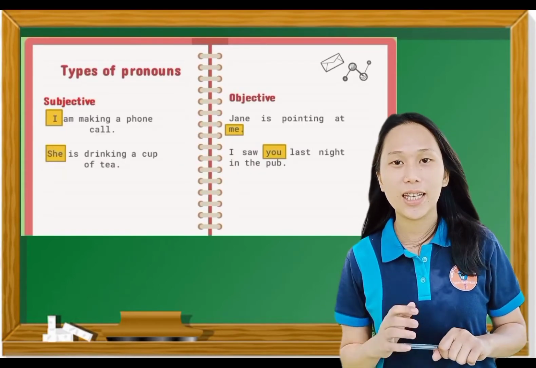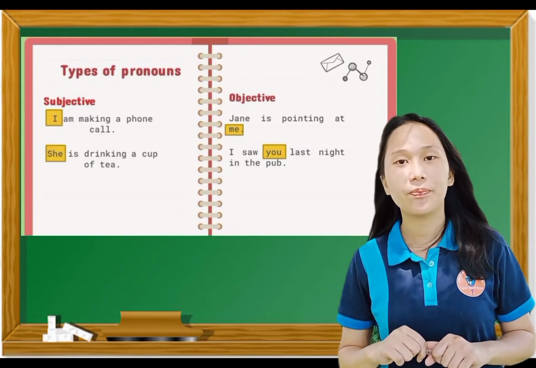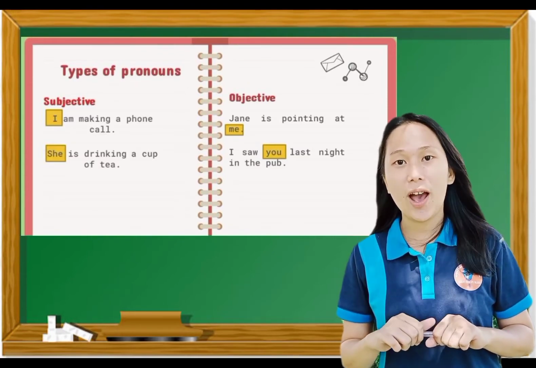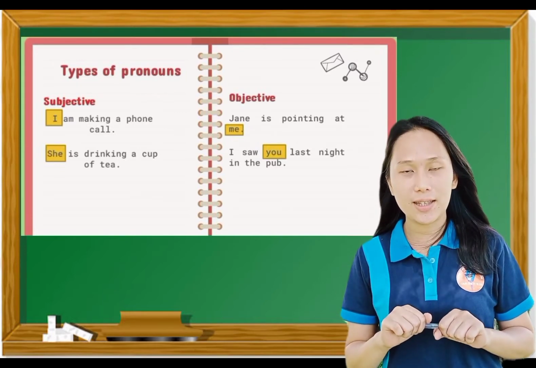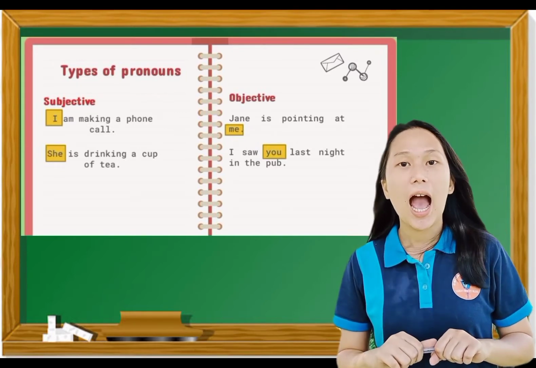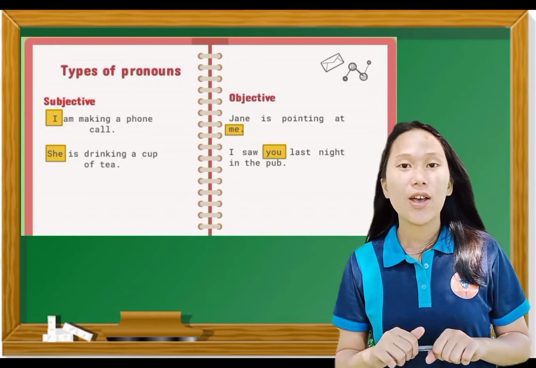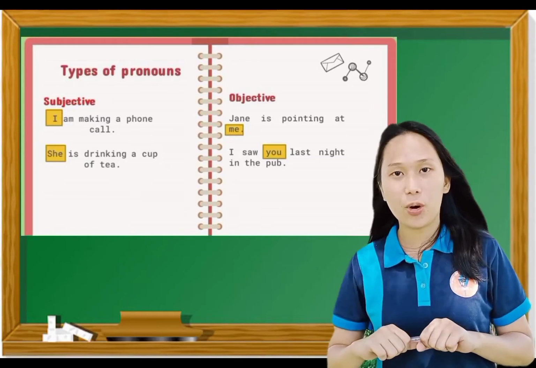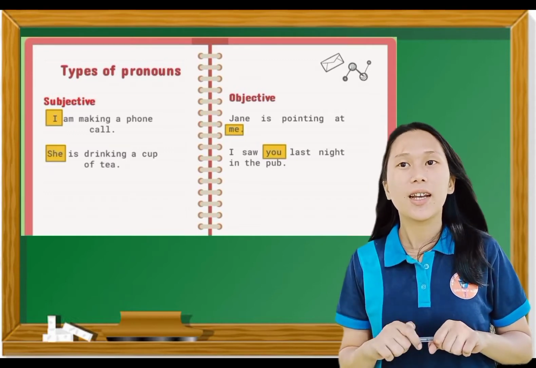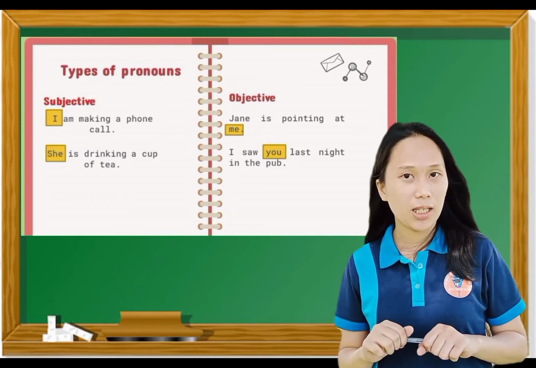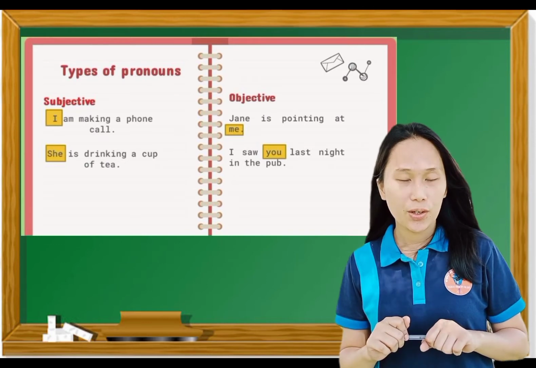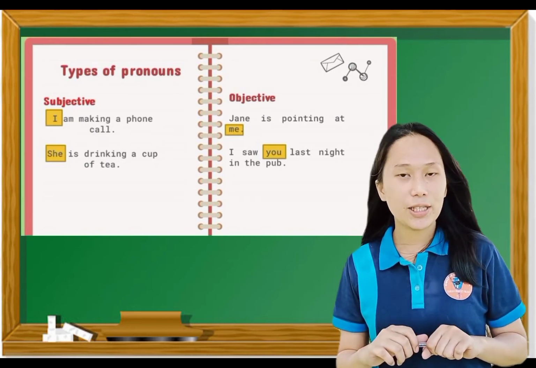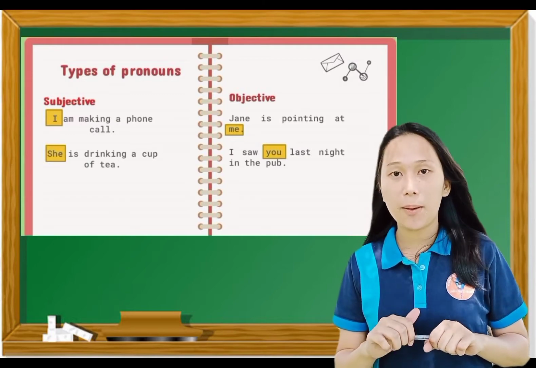Example in a subjective form. I am making a phone call. So I is the subject of that sentence. She is drinking a cup of tea. She is the subject. And in an objective form, example is that Jane is pointing at me. So me is the receiver of that sentence. Another one is that I saw you last night in public.